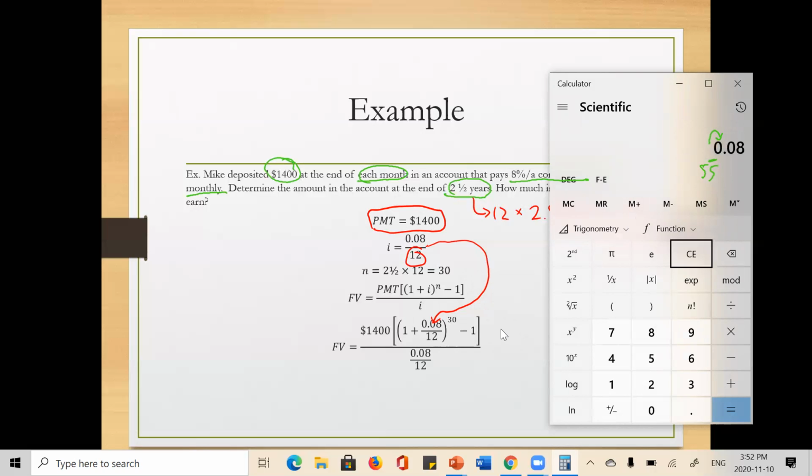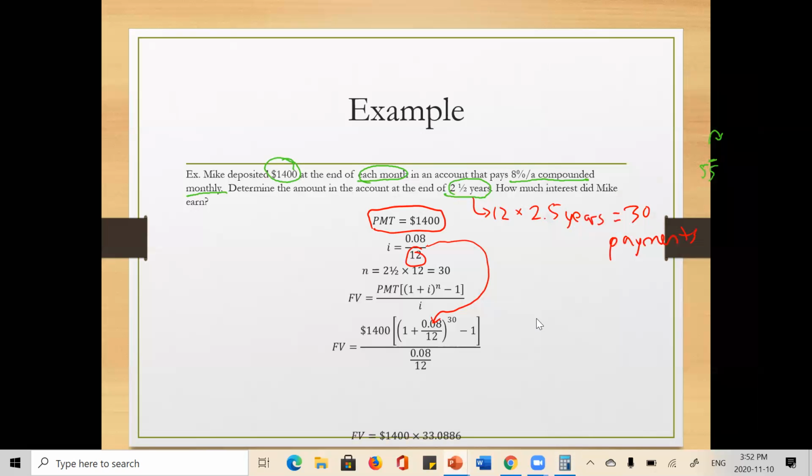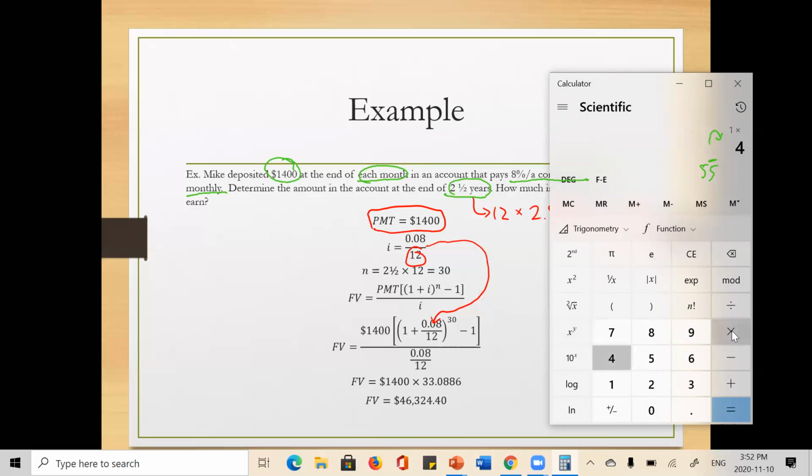So we have 0.08, we divide by 12, we add 1, and then we raise it to the power of 30, minus 1, and now I take that answer and I divide by the memory of the previous answer, which is 0.08 divided by 12. So I'm going to divide by the memory, which is that one right there. And that ends up giving me 33.088. And I then finally multiply by 1400.